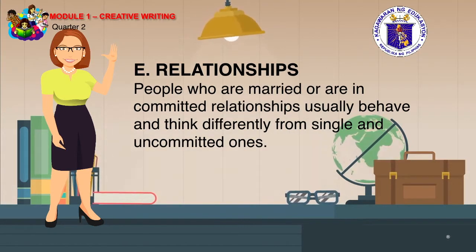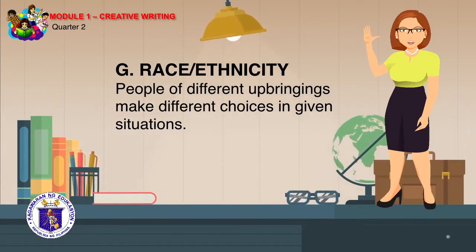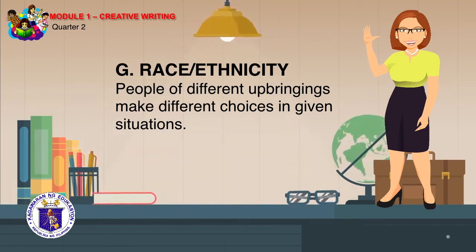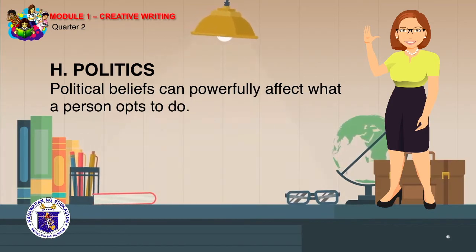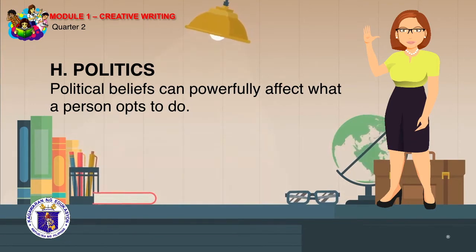Letter E. Relationships. People who are married or are in committed relationships usually behave and think differently from single and uncommitted ones. Letter F. Work. People are governed by their work and earnings. Their actions are justified because of the nature of their occupation. Letter G. Race or ethnicity. People of different upbringings make different choices in given situations. And letter H. Politics. Political beliefs can powerfully affect what a person opts to do.